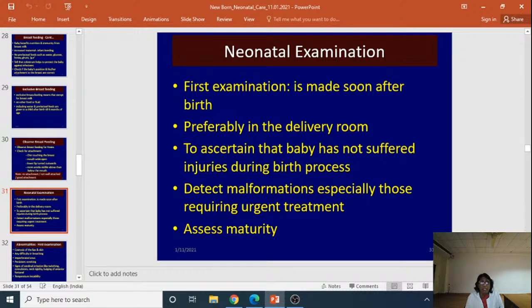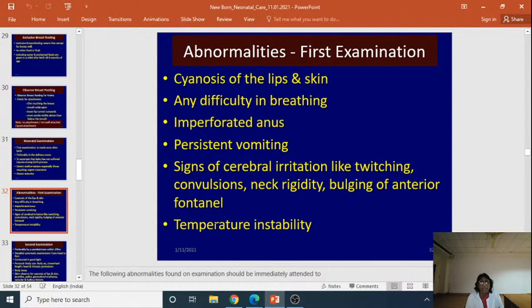The neonatal examination. A neonate is one who is from the time the baby is born up to 28 days or 4 weeks. You have to examine, ascertain that there are no injuries in the birth process and no malformation, and also assess the maturity of the baby. First time, of course, all these things I already covered.